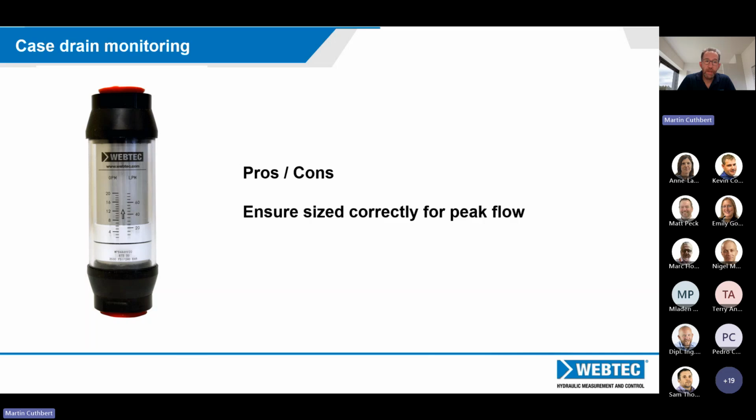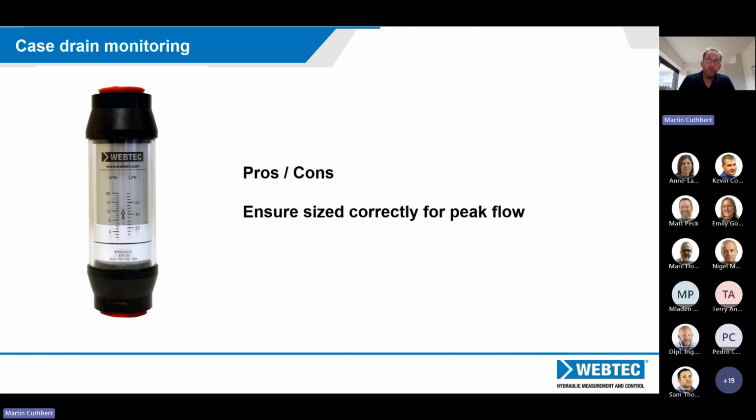The cons, just to be aware of, the maximum pressure on a case drain is often very low. If you install anything in the case drain line, then you're introducing a pressure drop. So that's hence the note on there, ensure sized correctly for peak flow. The peak flow when the variable displacement piston pump destrokes could be quite high. And if you have something in there restricting the flow, then you could get quite a big pressure drop, which could blow the seal. So generally, if people are specifying a case drain monitor, oversize it slightly, go up a size in order to minimize the pressure drop across it.